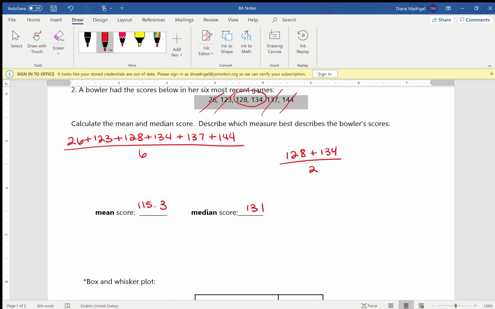Then describe which measure best describes the bowler's scores. The best one to describe is the median. Why? Because it gives you the average between the least number and the most. So 26 and 144, the most information is going to give you is the median. All right, so that's how you find the mean and the median. Now try the next problem on your own.